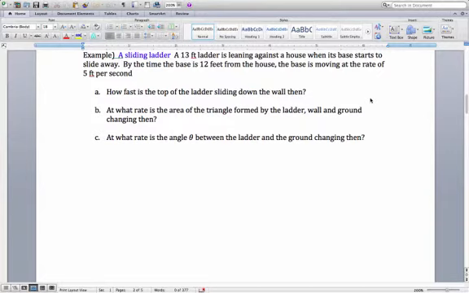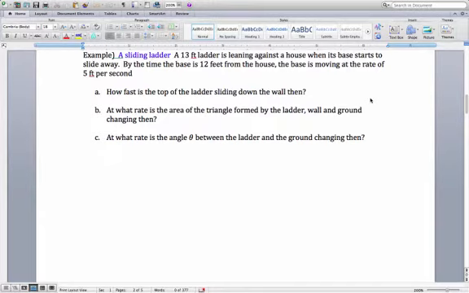Now for part B. For part B, we can use the same values and the same variables that we had, because it's asking for the rate of change of the area between the ladder, the wall, and the ground. So we need a different formula to relate these variables though. The area of a triangle is 1/2 base times height. So that is going to be the formula that we use to solve this problem.